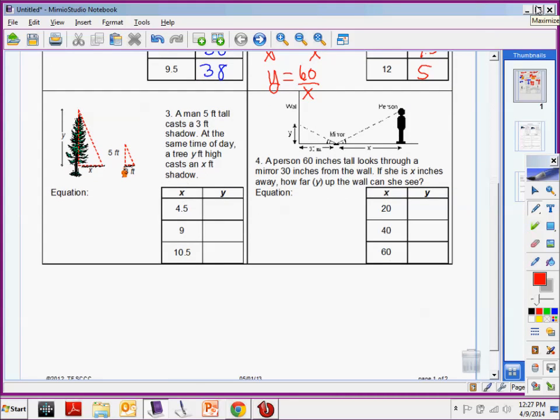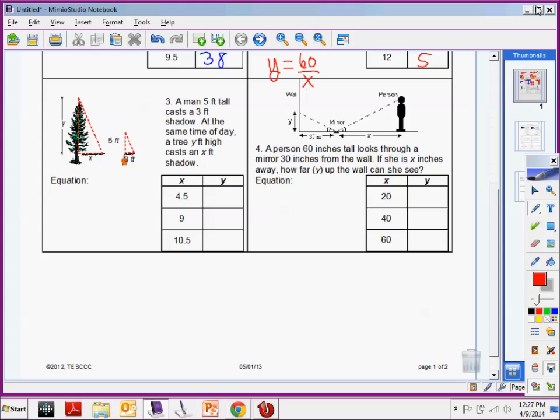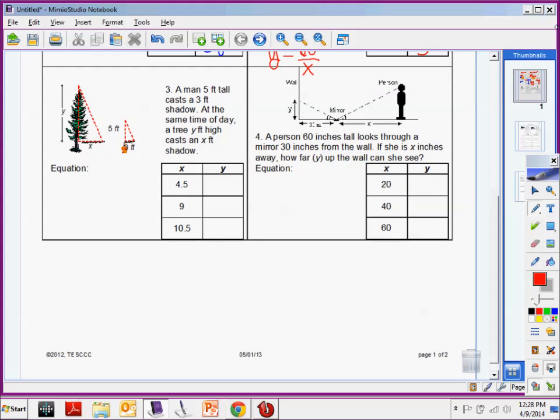The last problem we're not going to do with the calculator. We're going to do it old school by hand. And we may not get to do the partner activity.